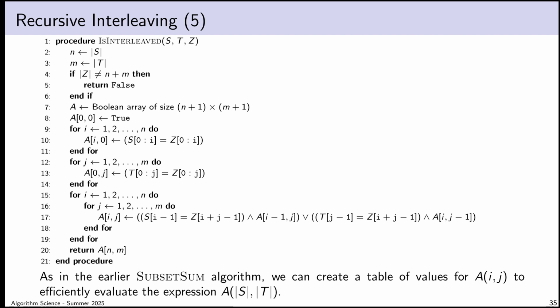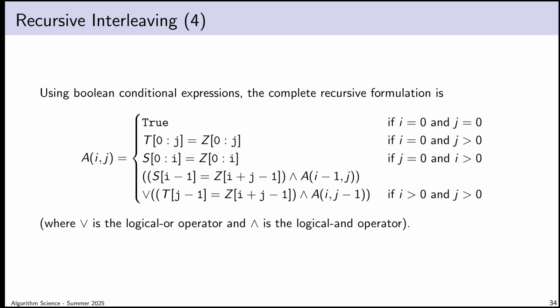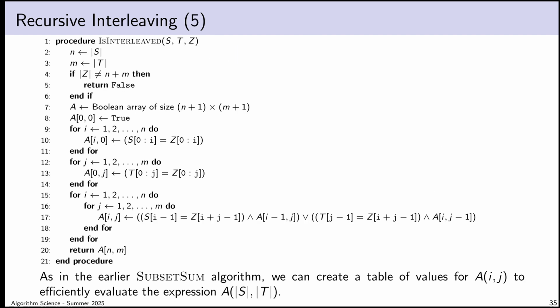So I could leverage the fact that the problem I actually want to solve is this one, A of size of S, size of T. And I noticed that, okay, if the size of S is n and the size of T is m, then really the set of subproblems I'm solving are just values of A(i, j), where i is less than or equal to n, and j is less than or equal to m. And I could just store all the values of those subproblems in a table, so here comes a table of values again, and that's basically what I do in this pseudocode.